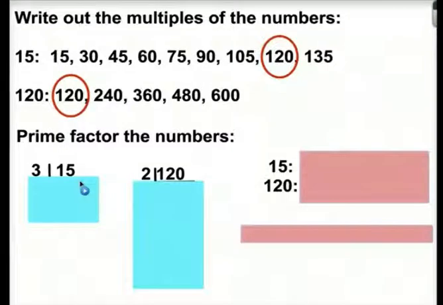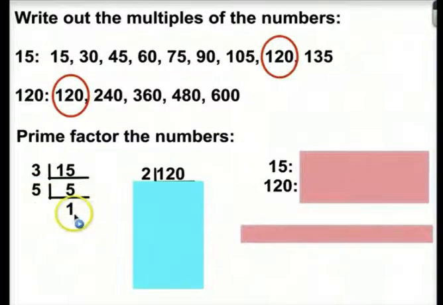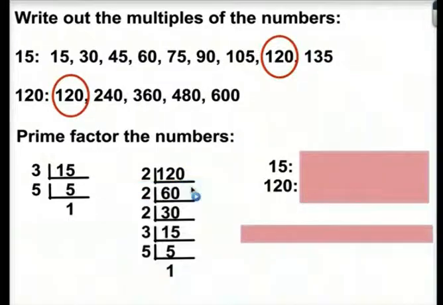Okay? Remember, the reason that I picked the smallest is when you're done, you have all of your numbers in order from least to greatest also. So it just saves you a step. So 3 goes into 15 5 times, 5 goes into 5 1 time. 2 goes into 120. 2 is the smallest prime number to go into 120. And 2 goes into 120 60 times. 2 goes into 60 30 times.